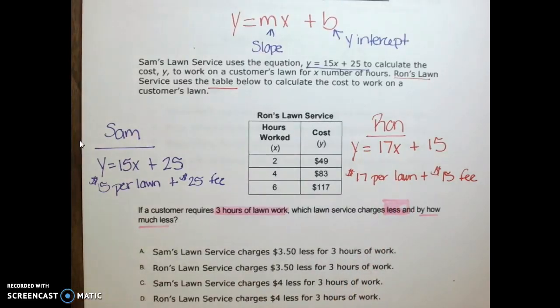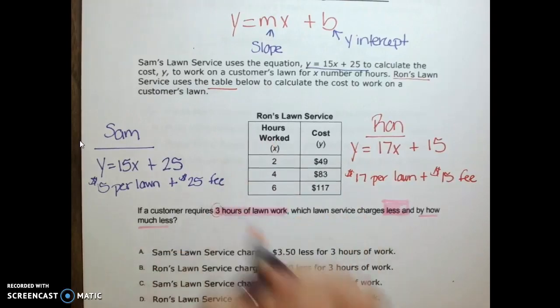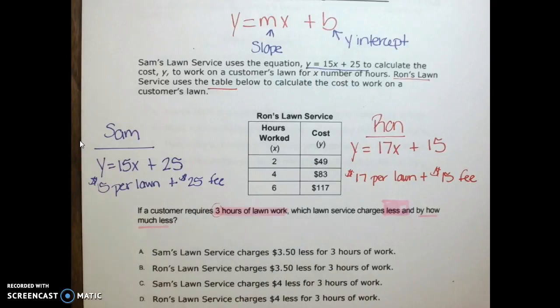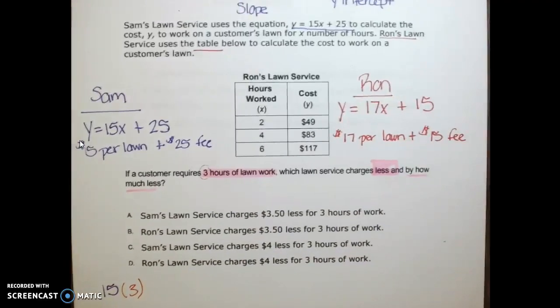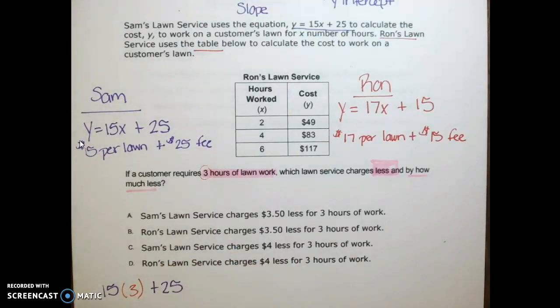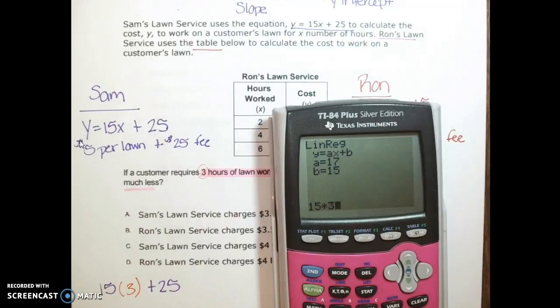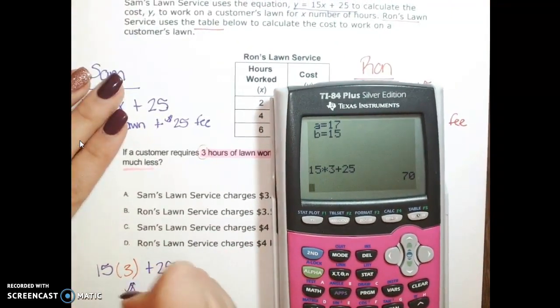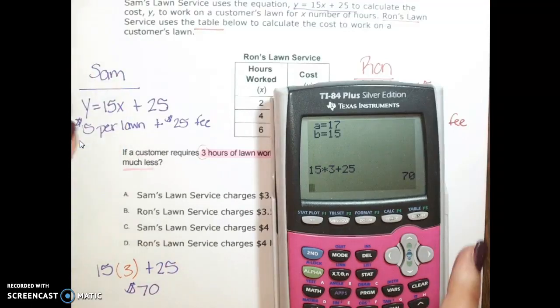So we have Sam. Sam was 15 per lawn, so 15, and it was for 3 hours of work, so times 3, and don't forget to add 25. So 15 times 3 plus 25 is $70. Sam's service for 3 hours is going to cost the customer $70.